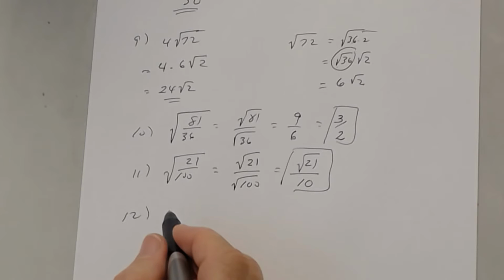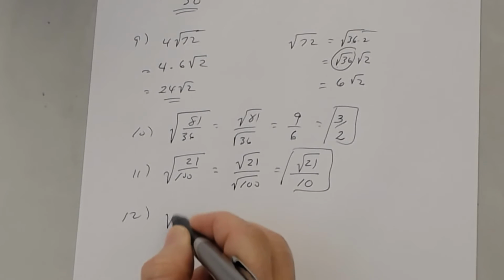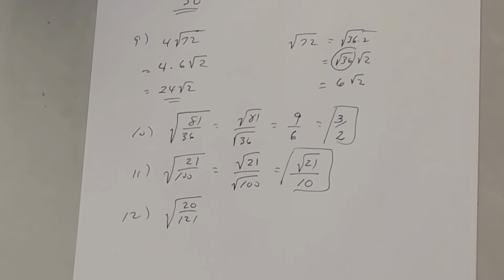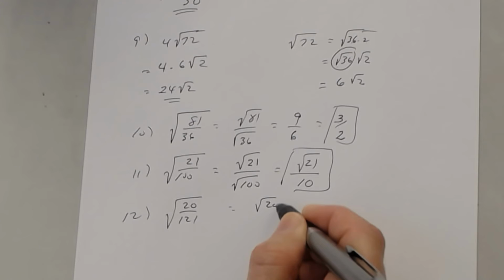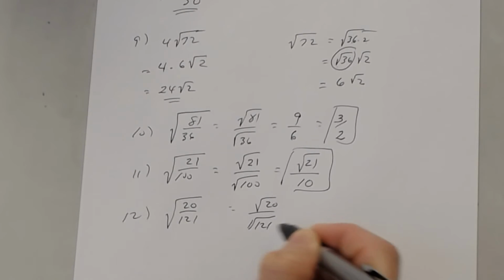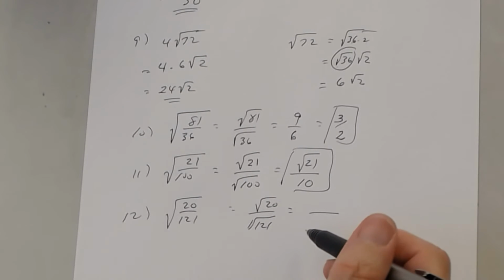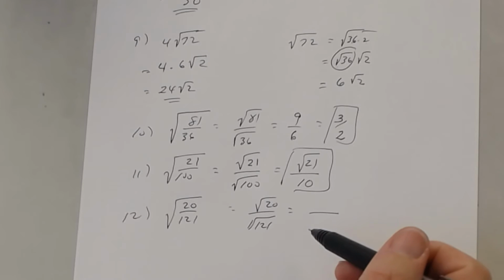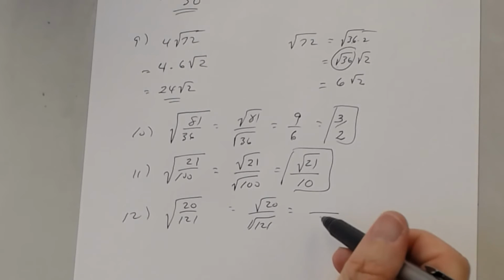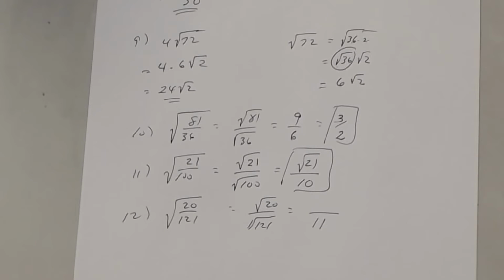Number 12. The square root of 20 divided by 121. How are you going to rewrite this? Square root of 20 divided by the square root of 121. Good. Let's talk about the denominator first. Can I simplify the square root of 121 right away? Yes, it's just 11. Let's talk about the numerator.